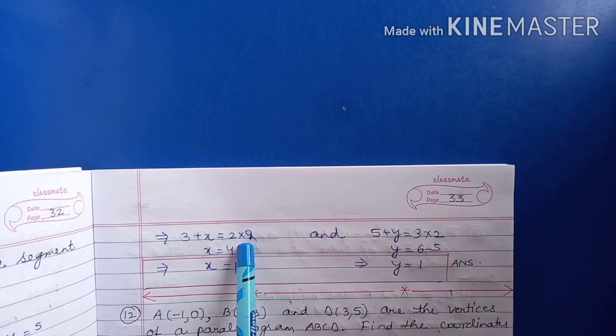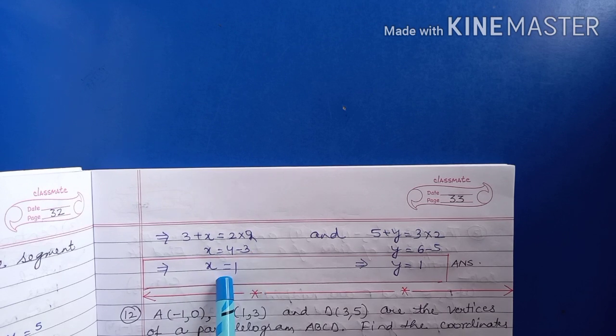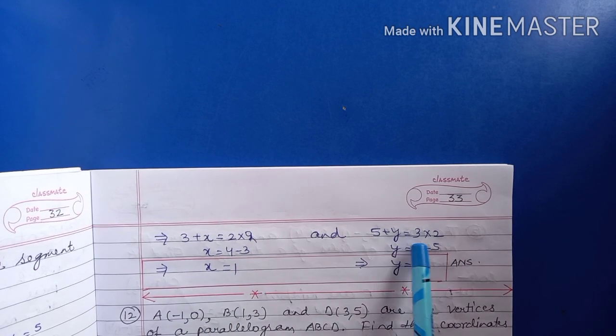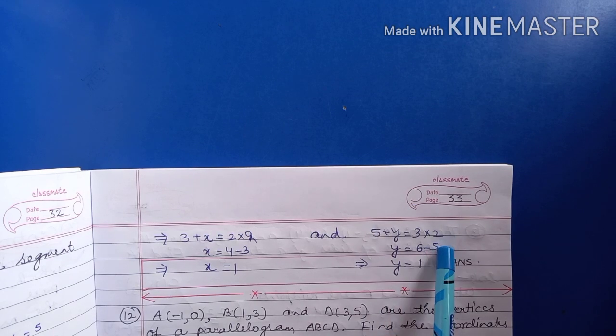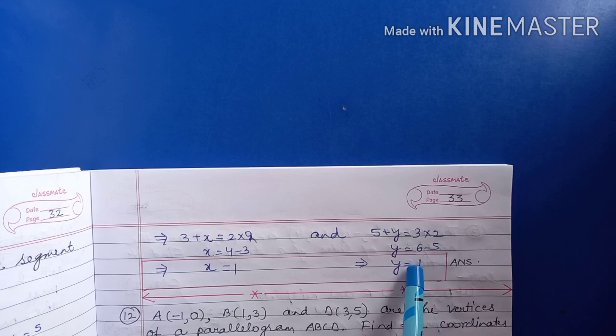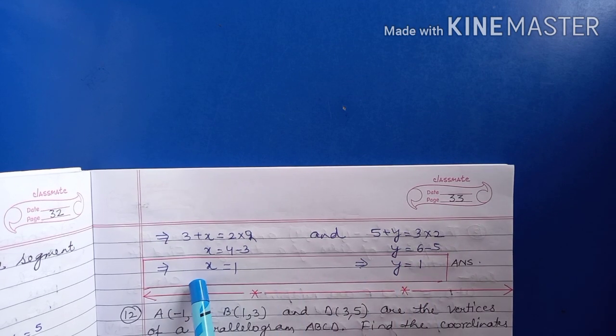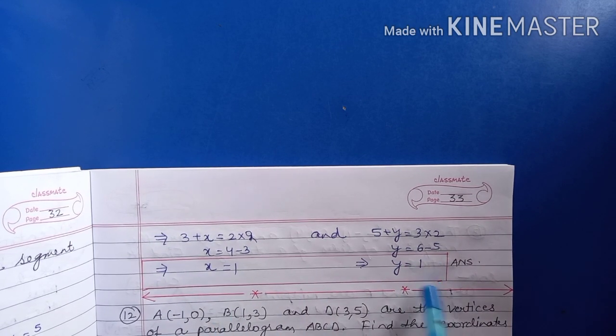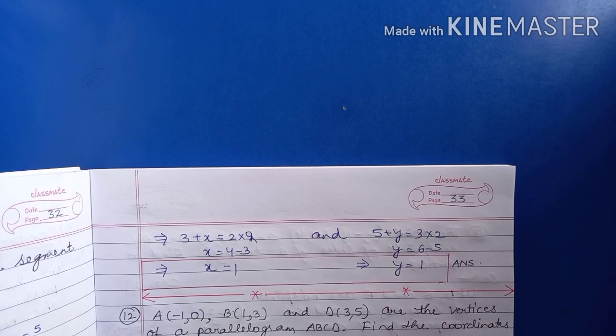3 plus x is equal to 2 into 2 by cross multiplying. So x is 4 minus 3, x is equal to 1. 5 plus y is 3 into 2, that is 6, and shift 5 to the right hand side. So y is equal to 6 minus 5, that is 1. So therefore x is equal to 1 and y is also equal to 1.